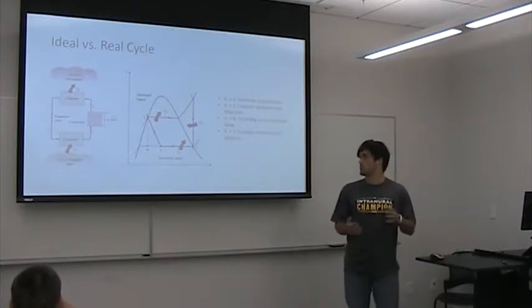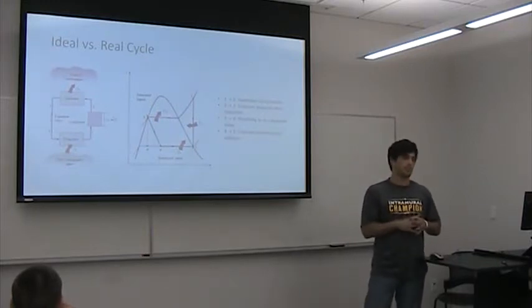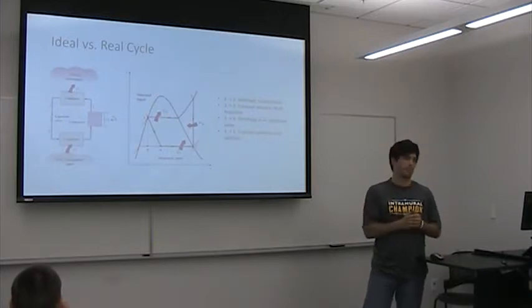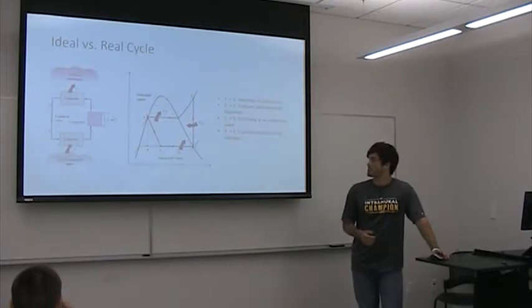So the difference between the real and ideal cycle: the ideal cycle would ideally be isentropic for 3 to 4 and 1 to 2, but in the real cycle it's just not possible. We're going to lose some entropy.